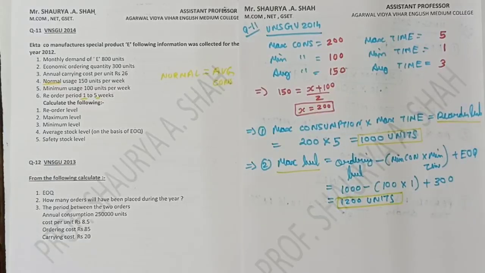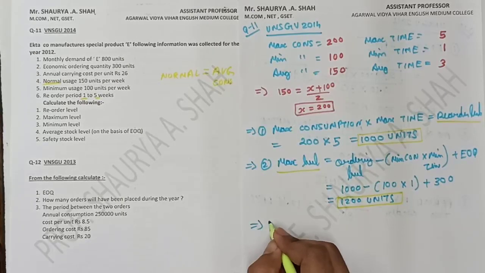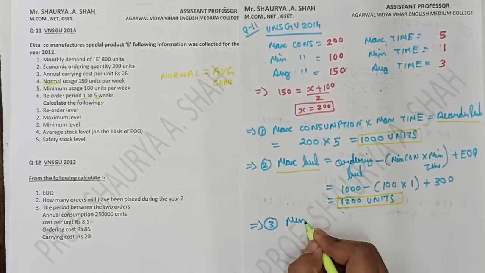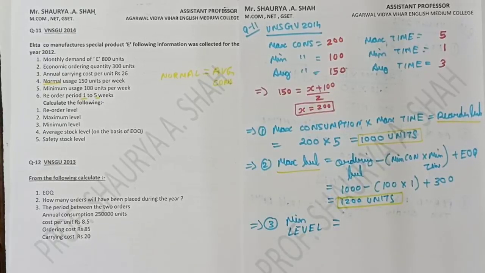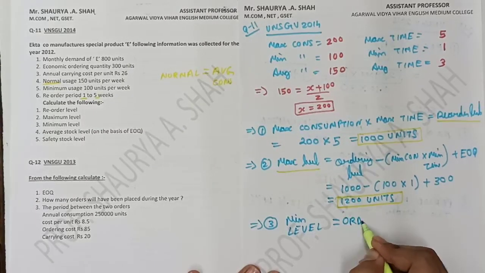The first thing we found out was reorder level. Second is your maximum level. The third thing you need to find out is your minimum level, right? Now for minimum level, again you need to find what is the formula. We will be writing minimum level is equal to, right? So what is the formula for minimum level? Minimum level is equal to ordering level.